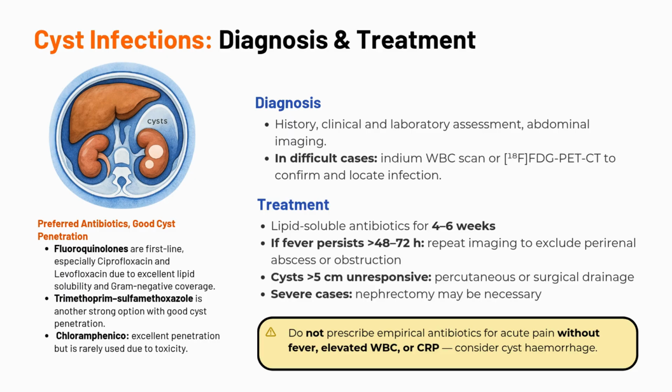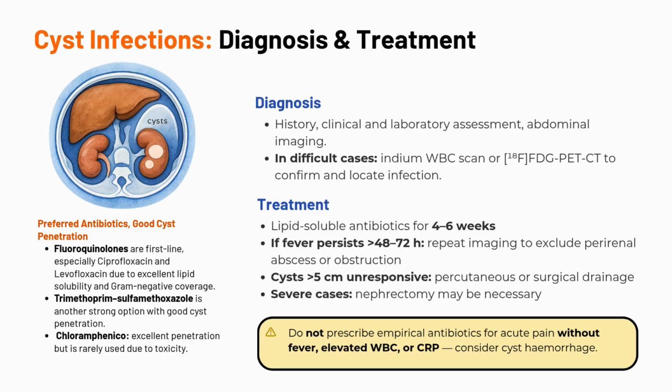Cyst infection in ADPKD is primarily a clinical diagnosis supported by labs and imaging. Start with history: fever, flank pain, and inflammatory markers like CRP and white blood cells. Urine culture can be negative, so don't rely on it to exclude infection. Initial imaging is usually CT or MRI, but findings may be subtle. In difficult or unclear cases, FDG PET-CT is the most sensitive tool to localize the infected cyst.